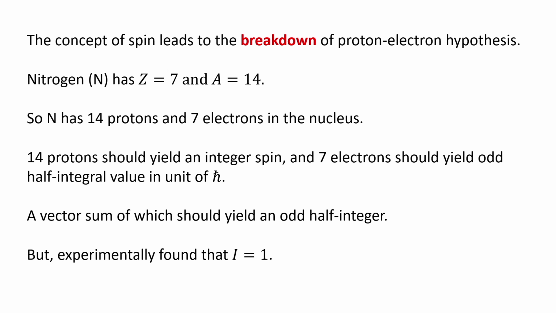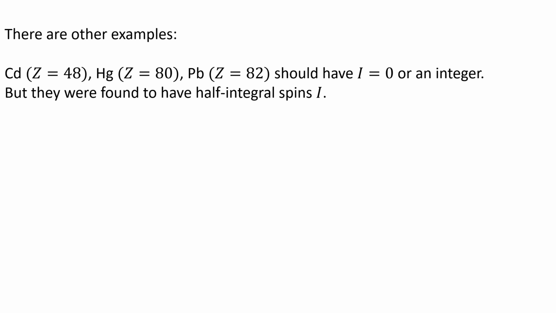And then there are many other examples, not a lot of which we quote here. We give these examples as cadmium, where Z equal to 48, mercury where Z equal to 80, and lead Z equal to 82. By the same argument that we have given in the earlier slide, they should have 0 or an integer angular momentum for the nucleus. However, they are found to have half integral spins.